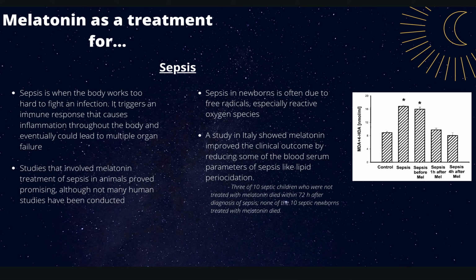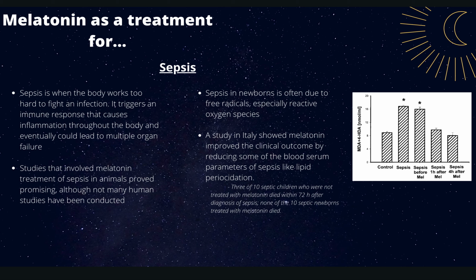And so a lot of studies have been done with the use of melatonin as a treatment for sepsis in animals, but not too many studies have been done in regards to its efficacy with humans. But the human population that it has been studied well on is babies or newborns. Sepsis in newborns is often due to free radicals, especially reactive oxygen species. A specific study in Italy showed melatonin to significantly improve the clinical outcome by reducing some of the blood serum parameters of sepsis, like lipid peroxidation.